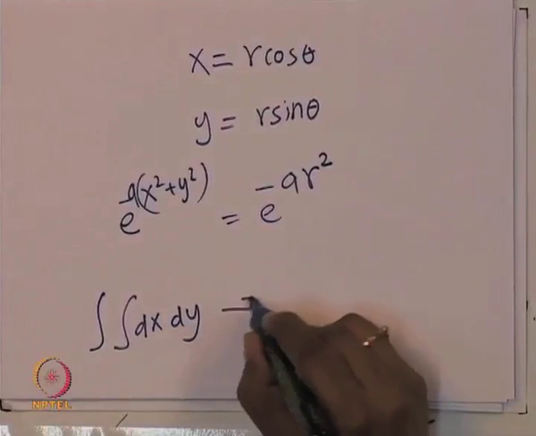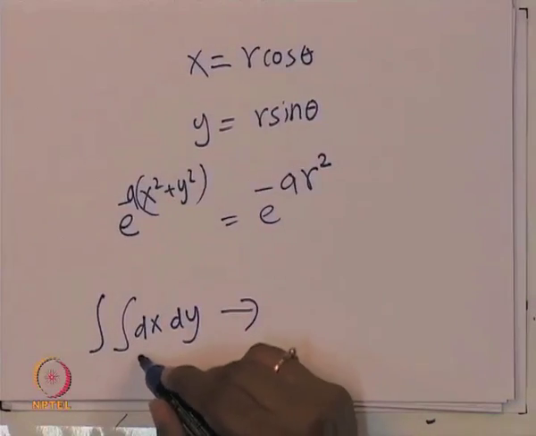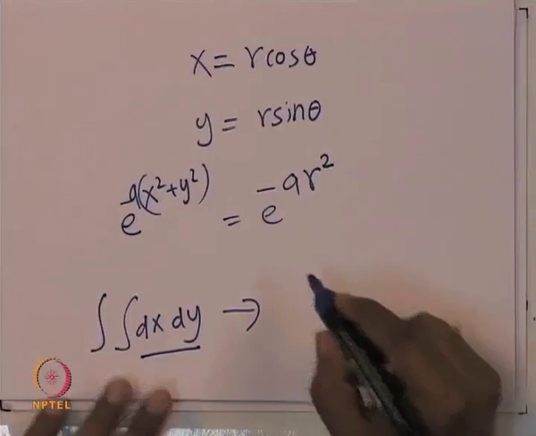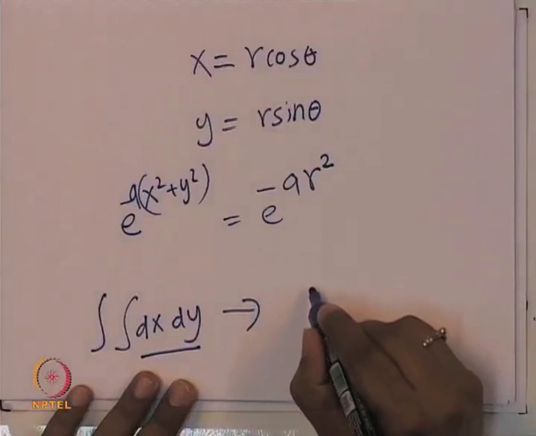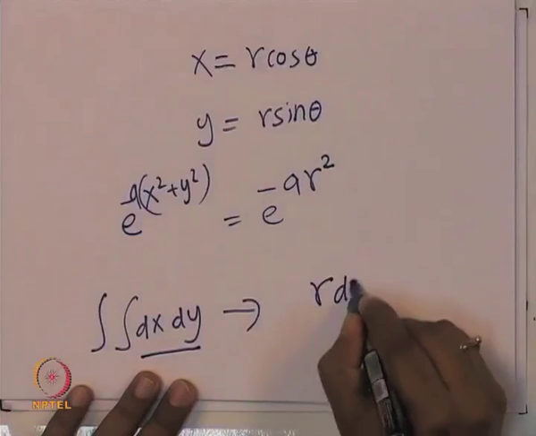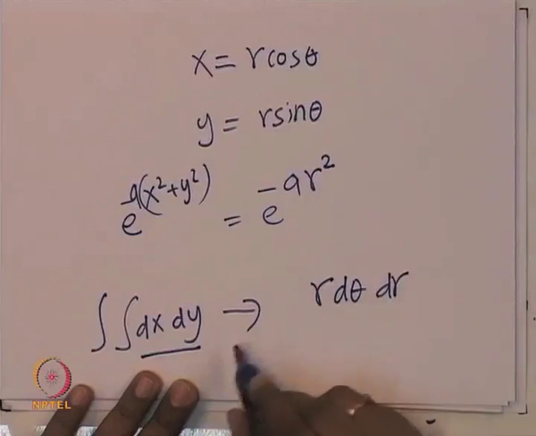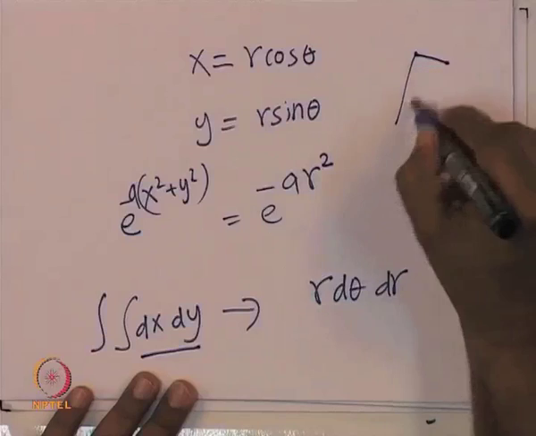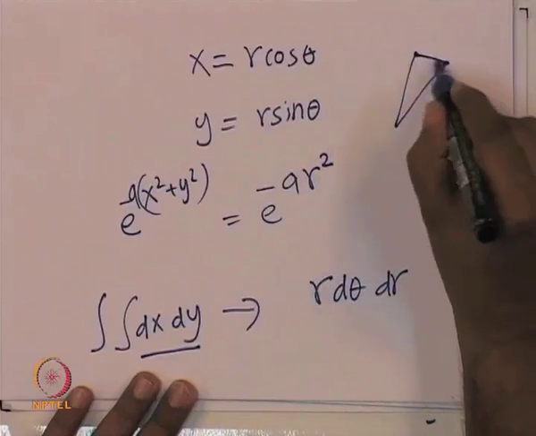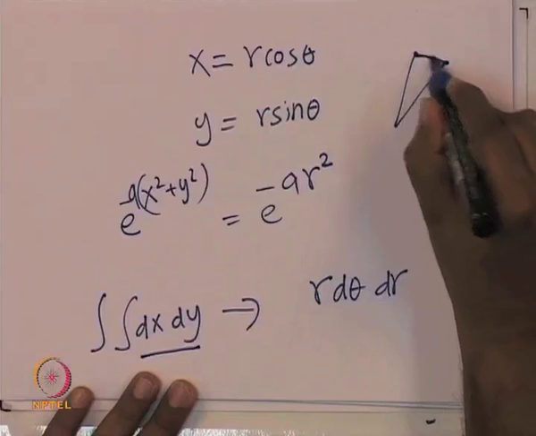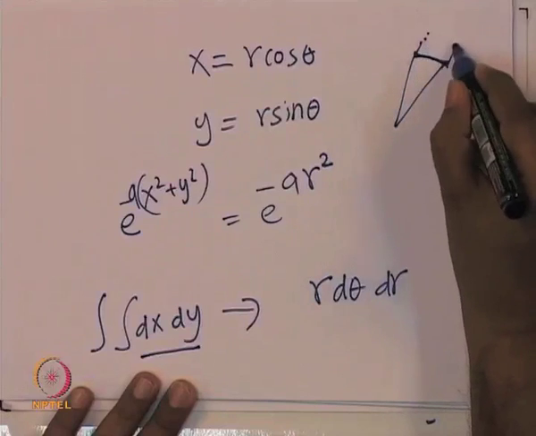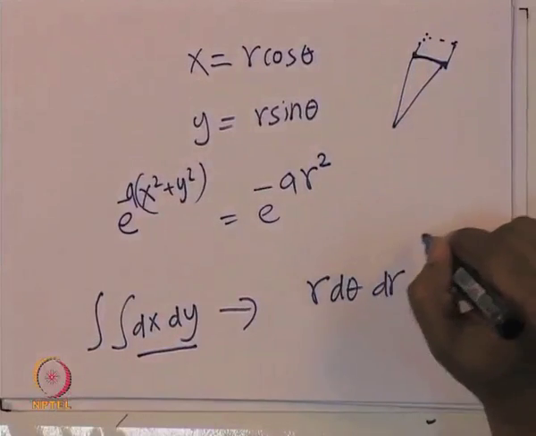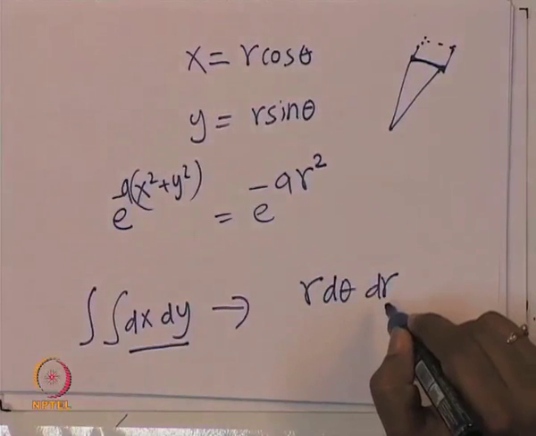So, how do we convert this into plane polar? This is the area element in Cartesian coordinates. The area element in polar coordinates is basically r d theta dr. If you have a radius r, then r d theta is the arc length as theta changes, and r changes in this way. So, this is basically the area element in plane polar coordinates, r d theta dr.